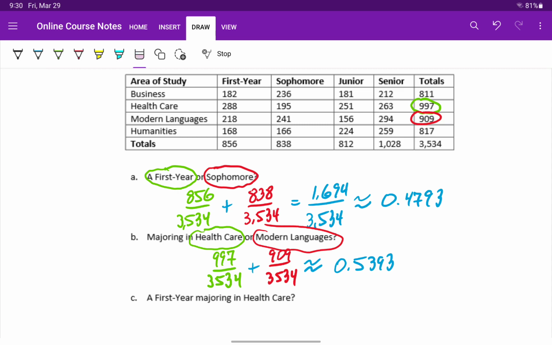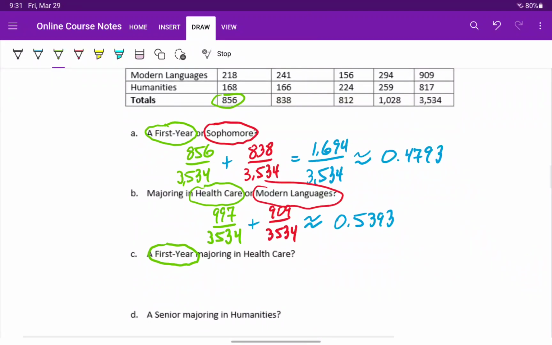In part C, we want the probability that a student is a first year majoring in healthcare. Now we have events that are not mutually exclusive, so we'll need to look at subtracting out the overlap where a student falls into both of those categories. But we'll start with finding the probability that a student is a first year. That's a result we already came up with in part A, which is the 856 out of 3,534.